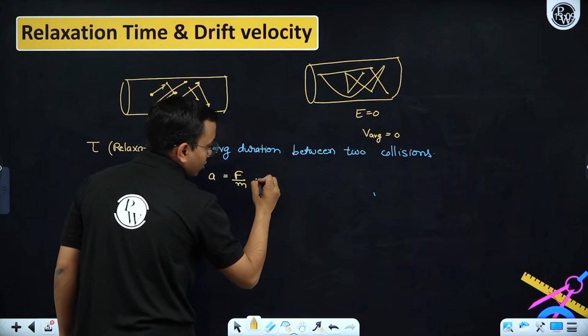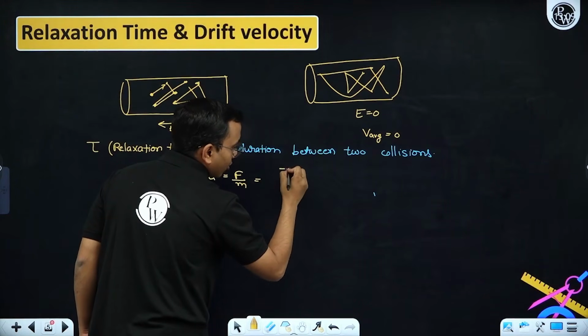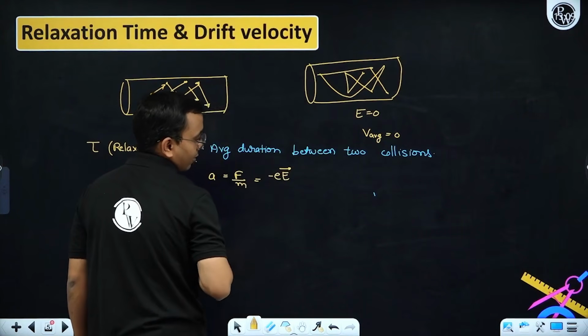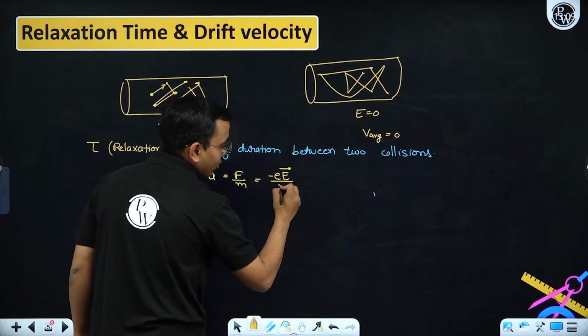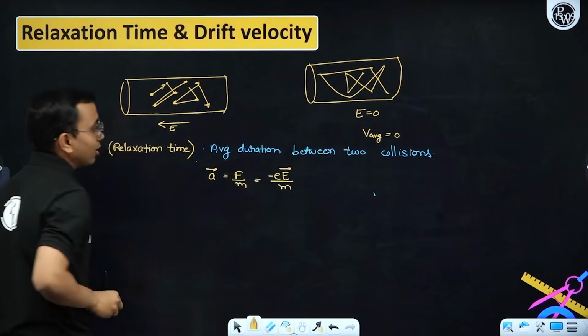How much is the force? Force is electric field into charge. Electric field I am denoting with E vector. Charge is minus e. So the force is minus eE, divided by the mass of the electron. So this becomes my acceleration.